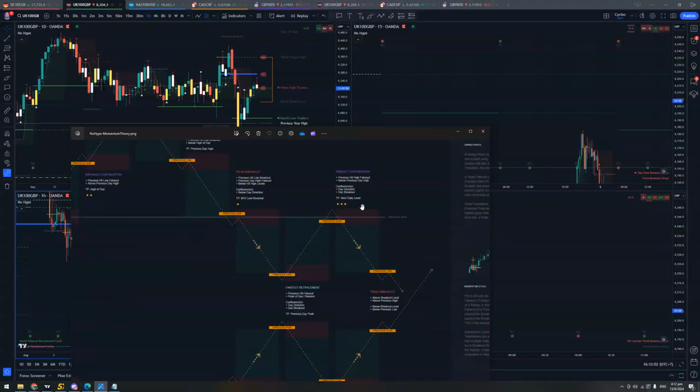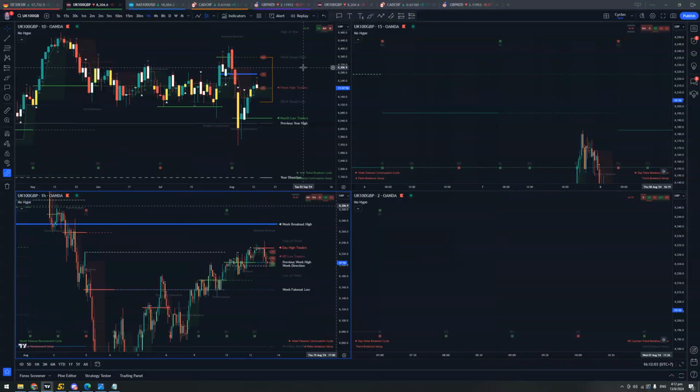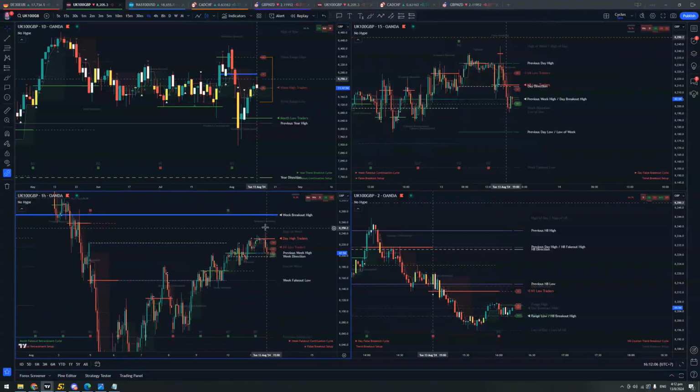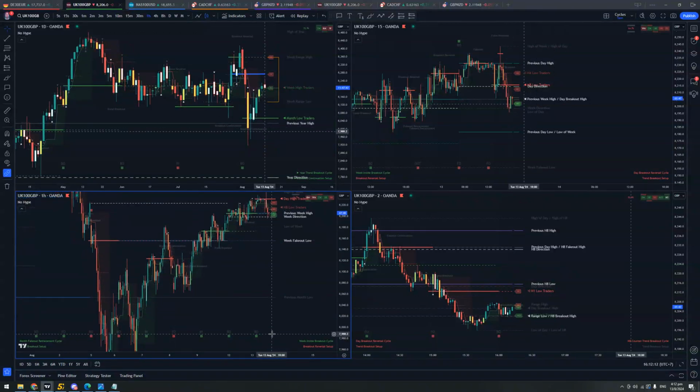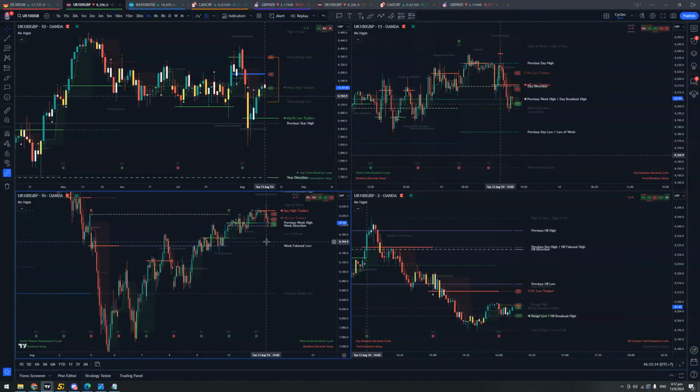It's a fake out continuation. It's a 3-star setup for me. The idea is to take this and continue it all the way down. Who knows if it'll get all the way down, but that's the idea.